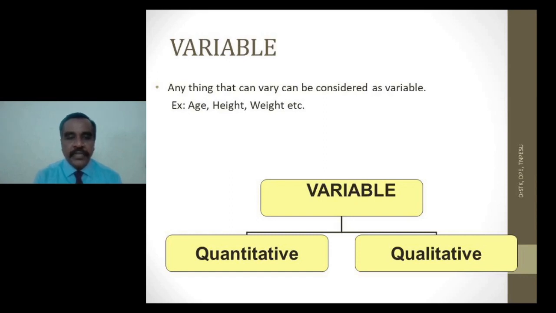Variables. To have a basic idea, anything that can vary can be considered as variables. For example, age, height, weight, etc. Generally, the variables can be classified into quantitative and qualitative variables. Quantitative variables are expressed in the form of numbers, whereas the qualitative variables are expressed in the form of words. For example, height, weight are measured in quantitative variables, whereas good, poor, average are considered as qualitative variables.